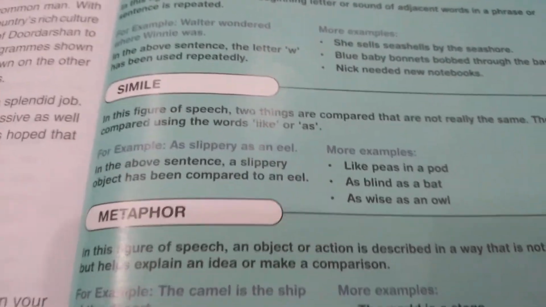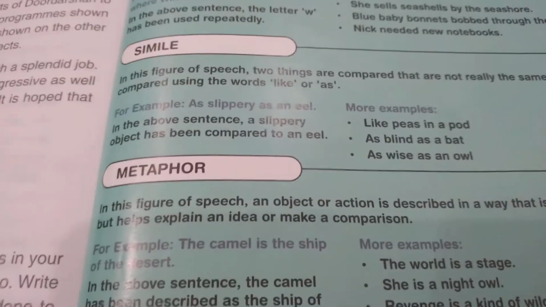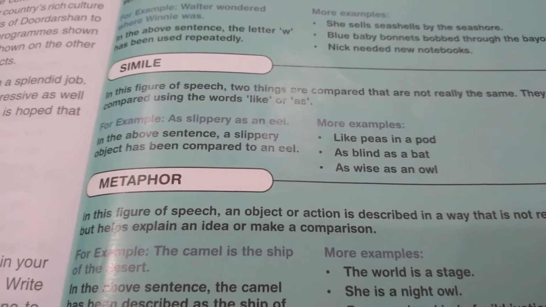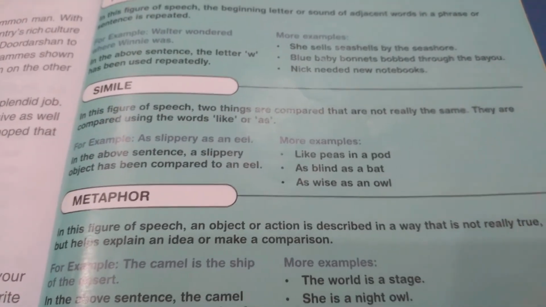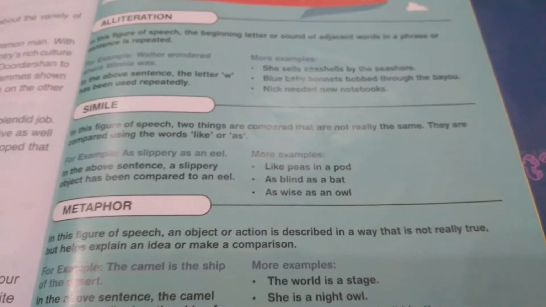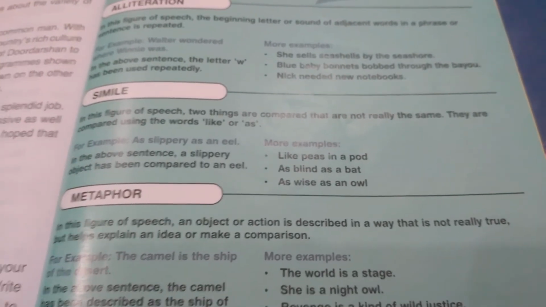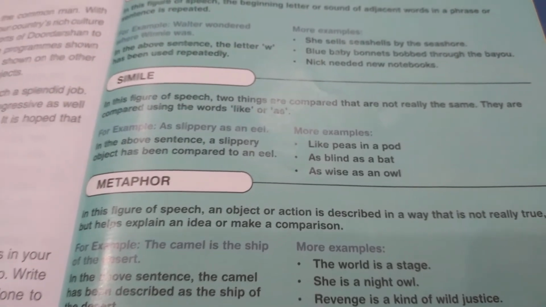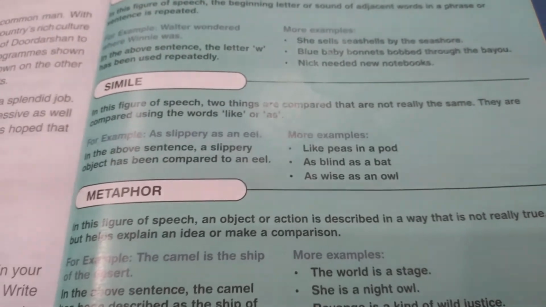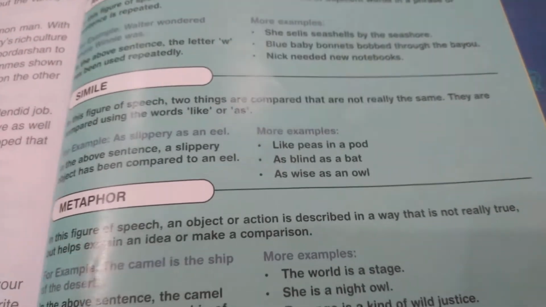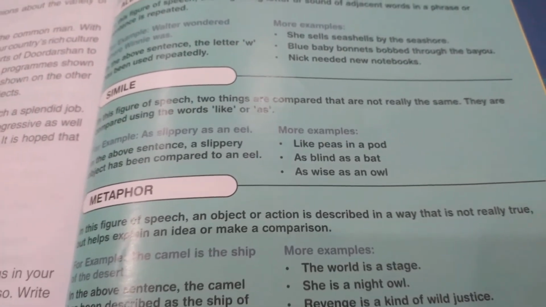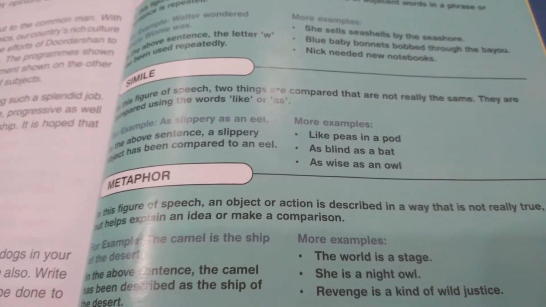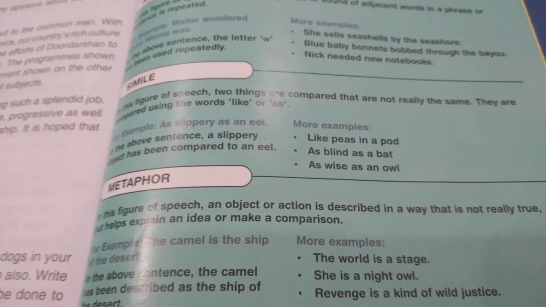Let us move on to the next figure of speech, that is metaphor. Metaphor is again a comparison between two things. But here an object or action is described in a way that is not really true but helps explain an idea to make a comparison. Means comparison is done, but it is done in such a way that the name of the thing with which the second thing is compared is given to it, and the words like or as are not used here for comparison.